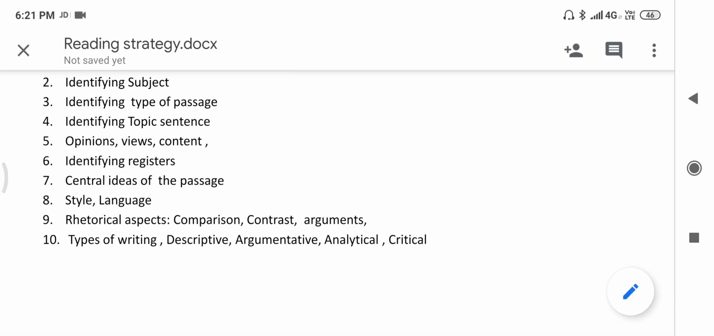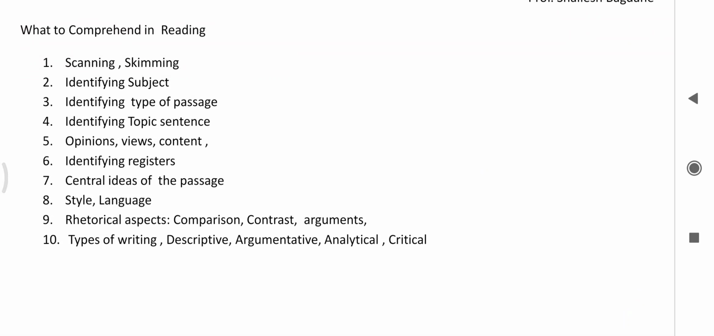In what way, in what language, will all these features be reflected? Through linguistic markers. Comparative words will be used, contrasting words will be used, analytical words will be used. If views and opinions are compared and contrasted, and analysis is done, these rhetorical aspects and types of writing are surely reflected by the words.